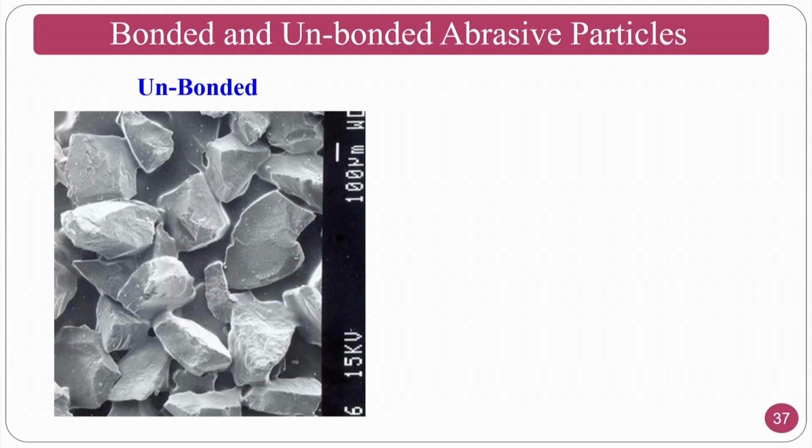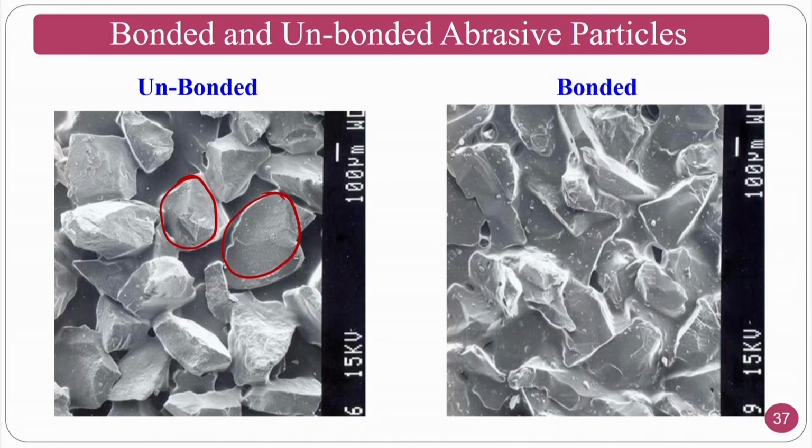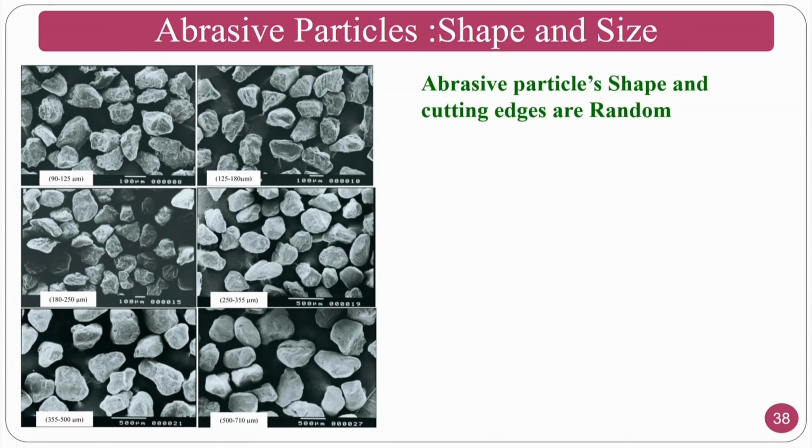What is the difference between bonded abrasives and unbonded abrasives? If you see here, the abrasive particles are individual entities; this is called unbonded abrasives. As I said in the earlier slides, these are called bonded abrasives, where the periphery of the abrasive particles is completely bonded with a bonding material. Normally abrasive particles are divided into four size categories: coarse, medium, fine, and super fine.